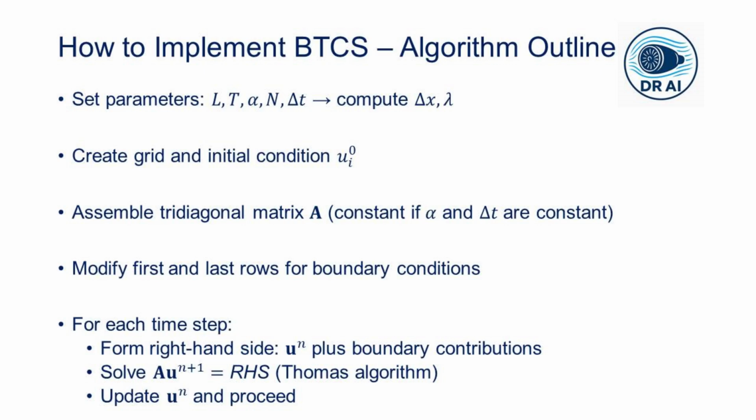Next, we build the coefficient matrix. The matrix is tridiagonal and constant for constant alpha and a uniform grid. We can pre-compute the main diagonal entries, 1 plus 2 lambda, and the off diagonals, minus lambda. We also incorporate the boundary conditions. For Dirichlet boundaries, we modify the first and the last rows of the matrix so that the solution at the boundaries is fixed. This is done by setting the diagonal entry to 1 and the off diagonals to 0 on those rows and adjusting the right hand side accordingly.